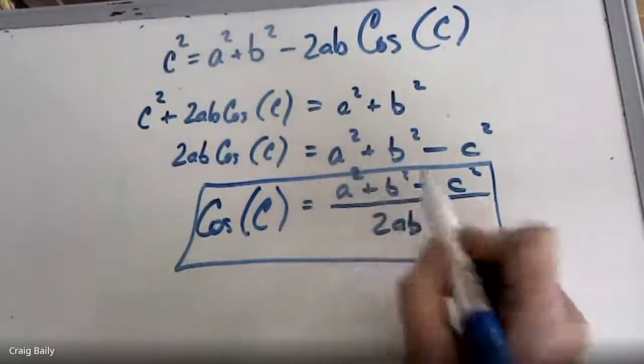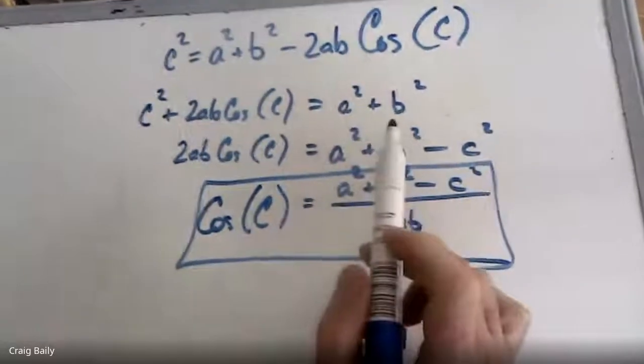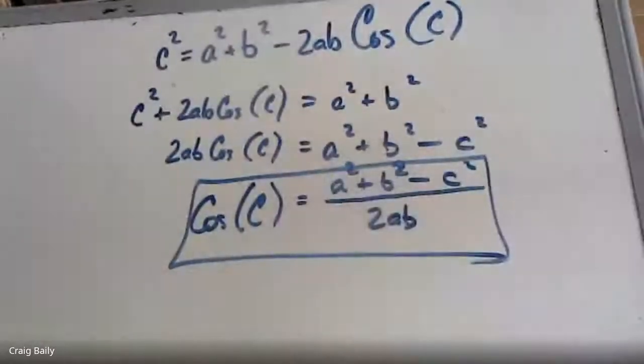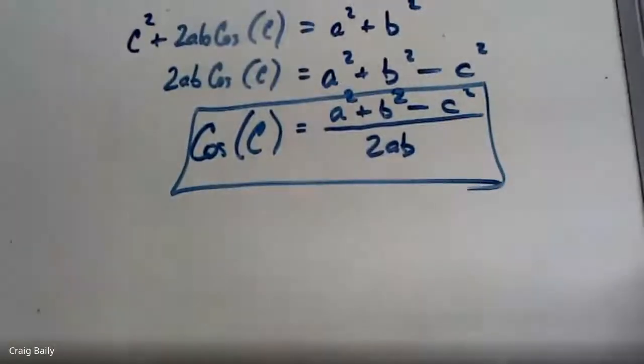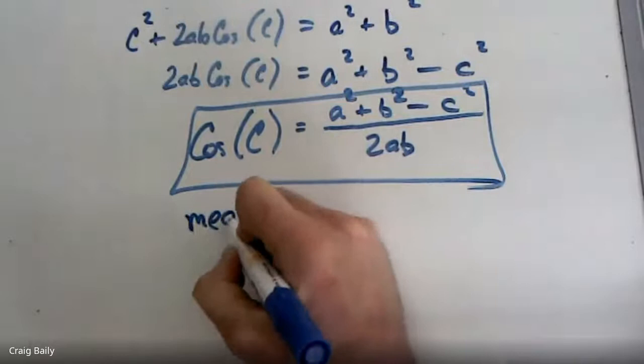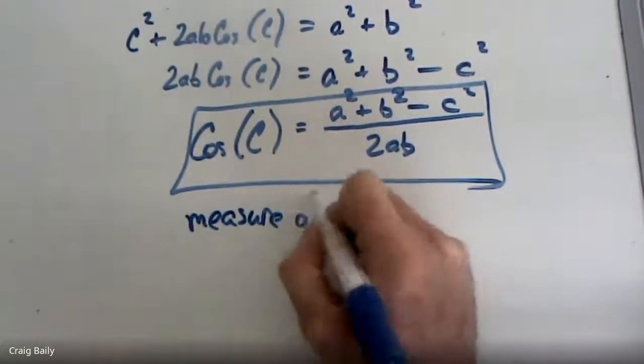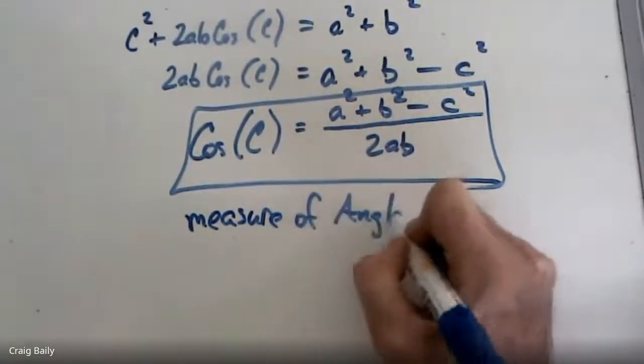And that is how you rearrange the cosine rule for side length to now be the cosine rule to find the measure of angle C.